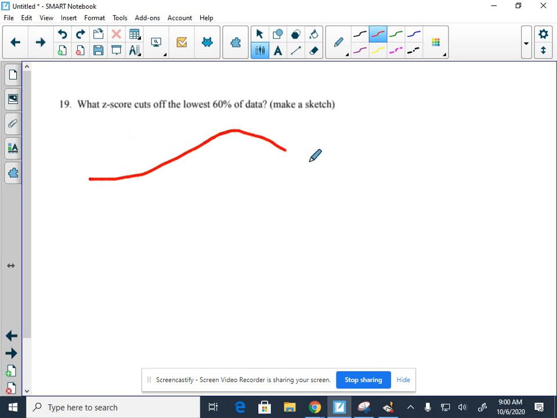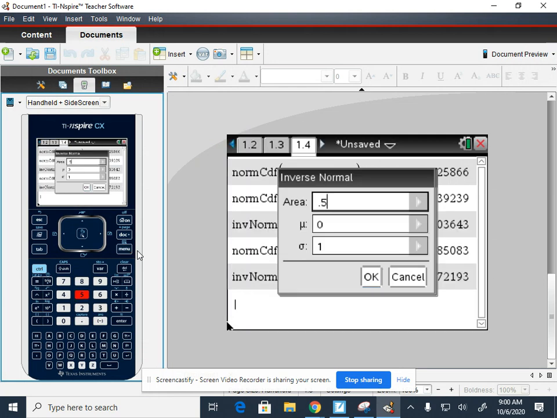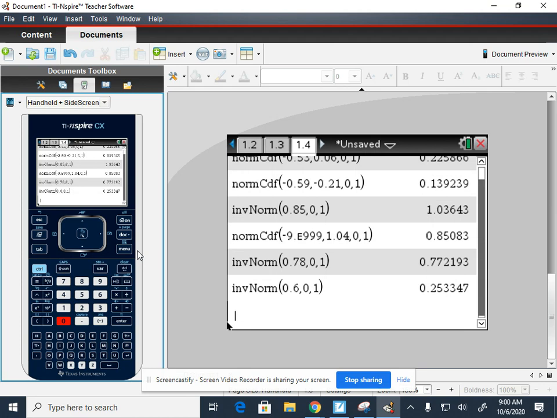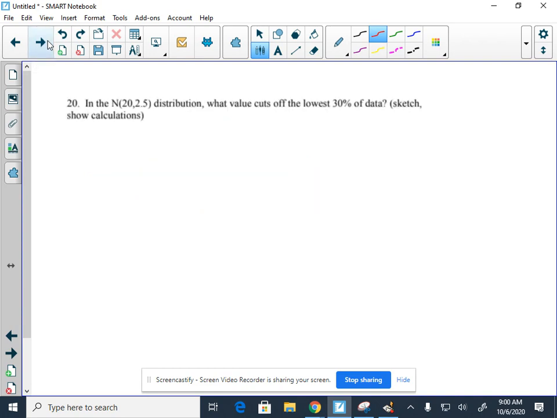19, what Z-score cuts off the lowest 60%? Well, the lowest 60% would still be somewhere above the mean to have 60% underneath it. But again, then we just go menu 653, put in the 0.60, and we get Z equals 0.253. Remember, that's a Z-score, not a percent. So many times students get these back and then they write 25%. This is a Z-score, so it's somewhere between 0 and 1. It's about a quarter of the way between there.